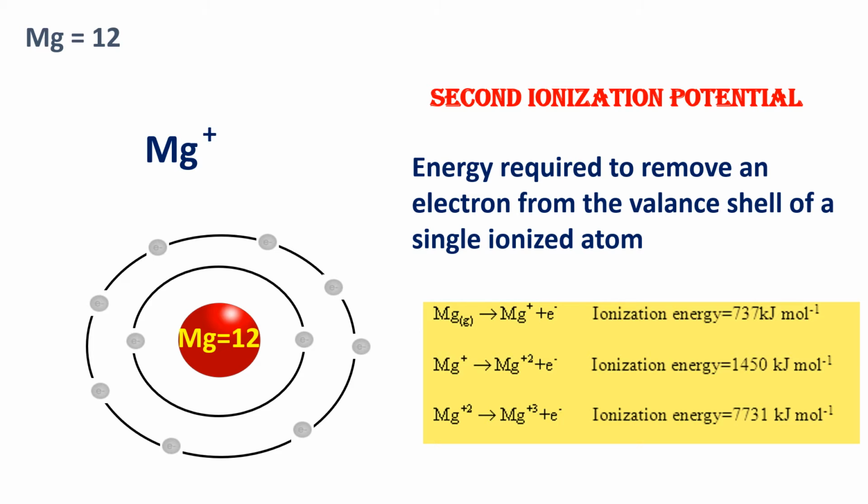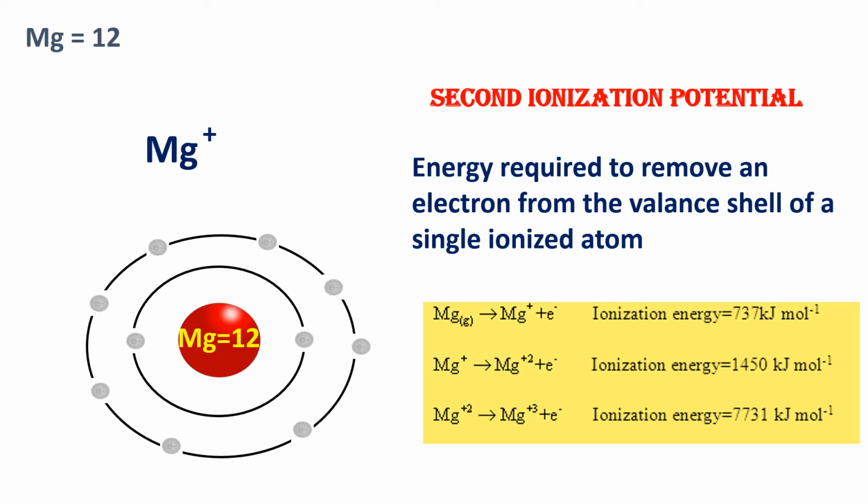Basically, what is ionization potential? Ionization means to remove an electron or to make ion. When an atom is ionized, how much energy is required? That is called ionization potential. Ionization means to ionize an atom. That means to remove or add an electron.